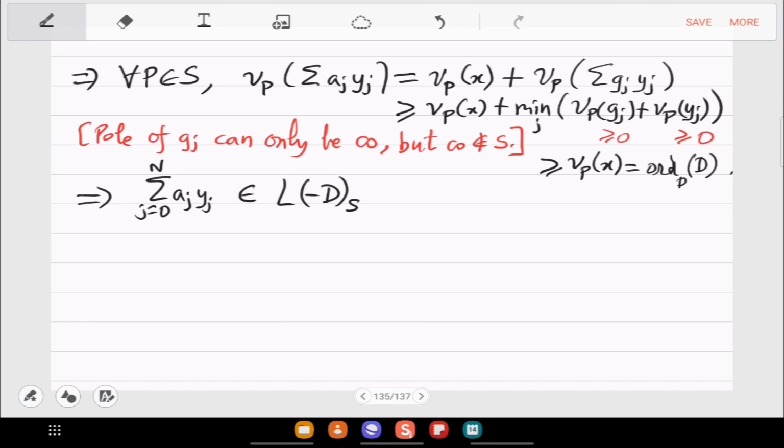So what have we deduced? We have deduced that the dimension of the quotient space is less than or equal to n. Right, because if you take any n plus 1 functions in L_0(S) mod L(minus D)_S, there is a linear combination that kills it, and the linear combination only uses constants a_j, which are in the base field small k. So we have shown that the dimension of this quotient of L-sheaves is at most n.